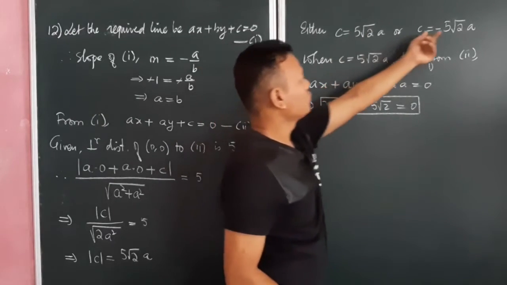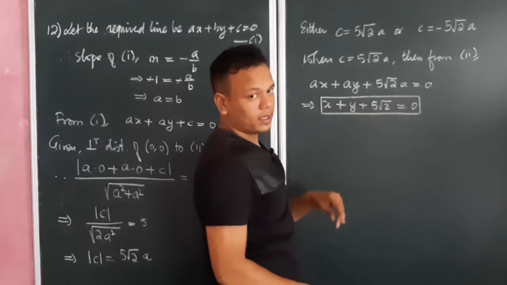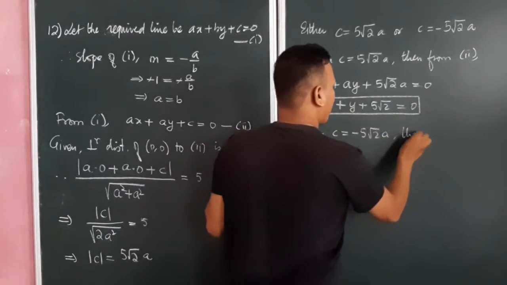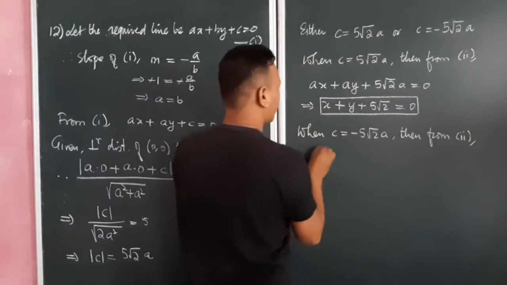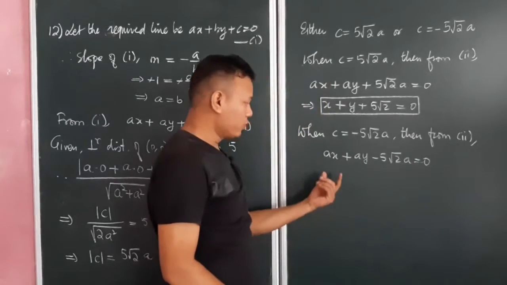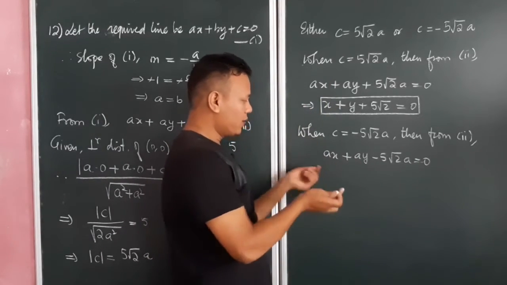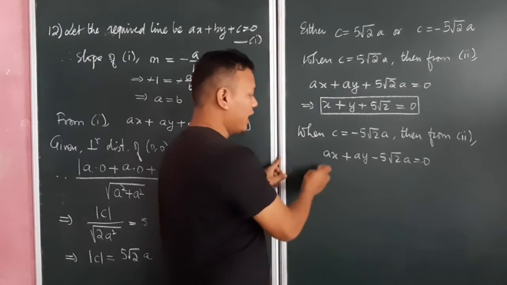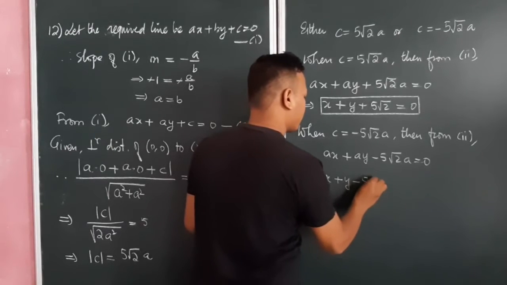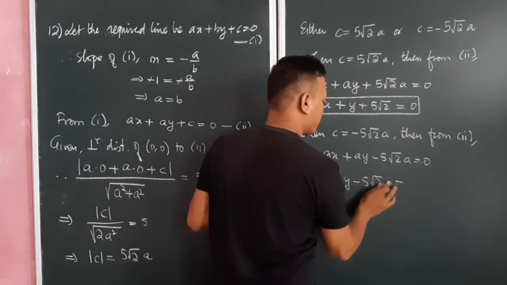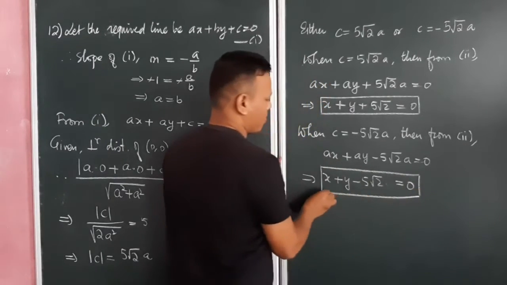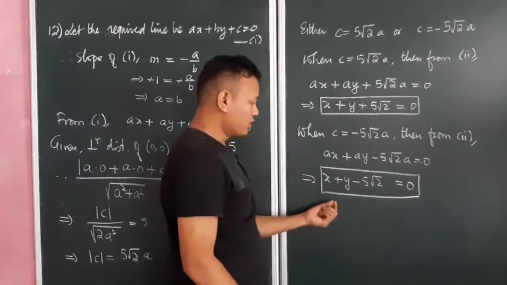Similarly, let us take c equals to minus 5 root 2 a and see what we get. We arrive at this, and again doing the same, that is dividing both sides by a, we'll arrive at the second equation.